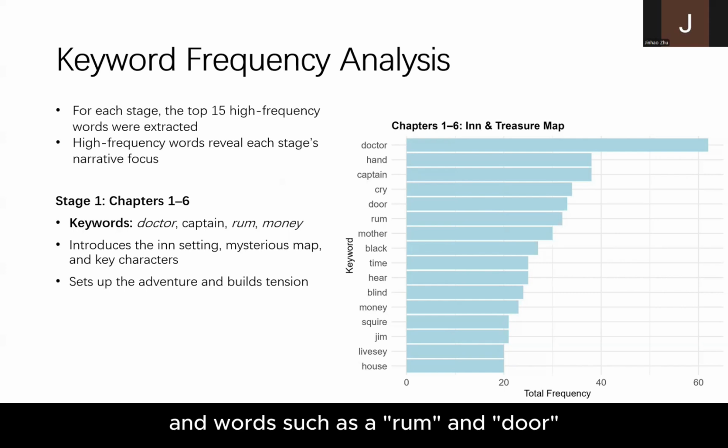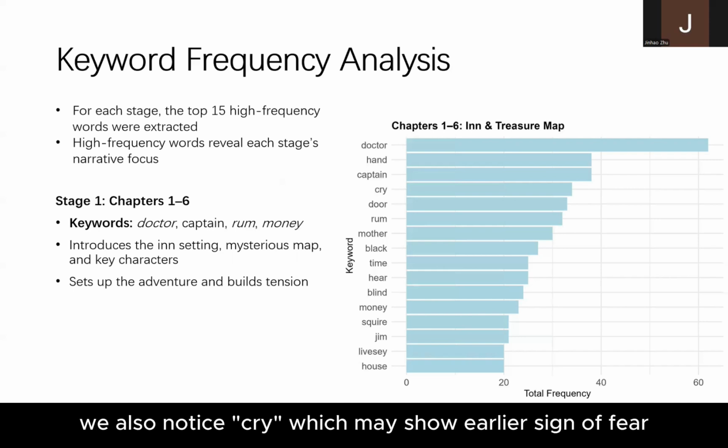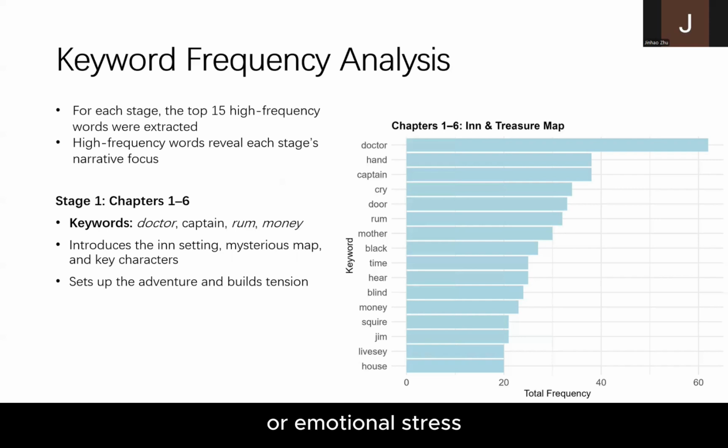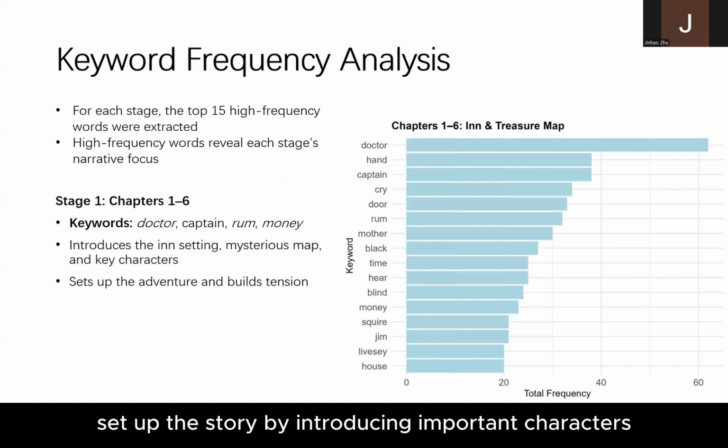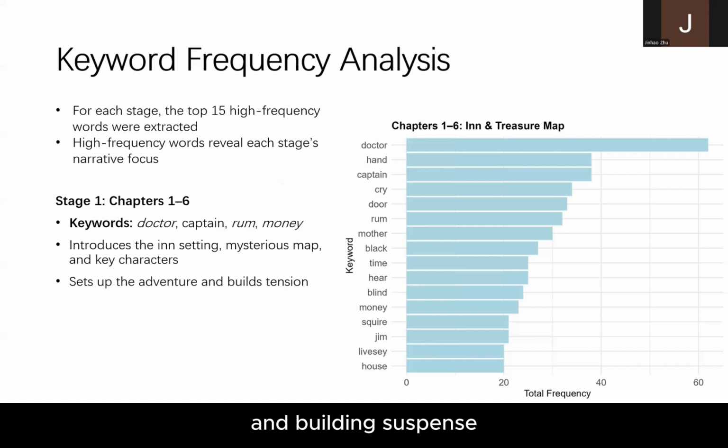And words such as room and door help us build a mysterious and tense atmosphere at the inn, where the early part of the story takes place. We also notice cry, which may show an early sign of fear or emotional stress. And in short, stage 1 sets up the story by introducing important characters, building suspense, and establishing the emotional tone.